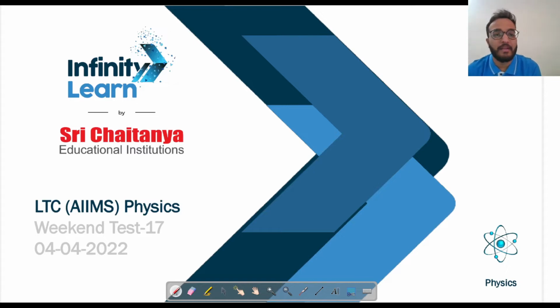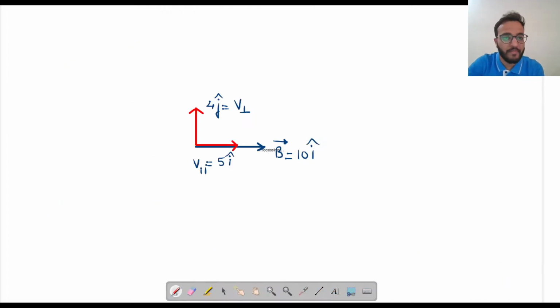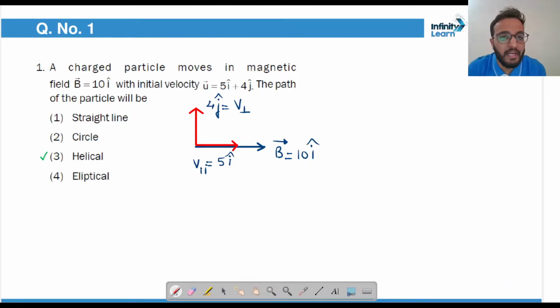I'm Ravindram and I'm going to discuss the physics portion of your LTC AIIMS examination, that is weekend test number 17. Okay, so let's quickly begin with the very first question of this test: a charged particle moves in a magnetic field. The magnetic field is given and its direction is also given, right? And the velocity is also given, 5 i cap plus 4 j cap.